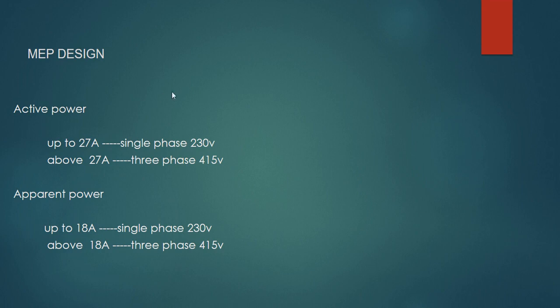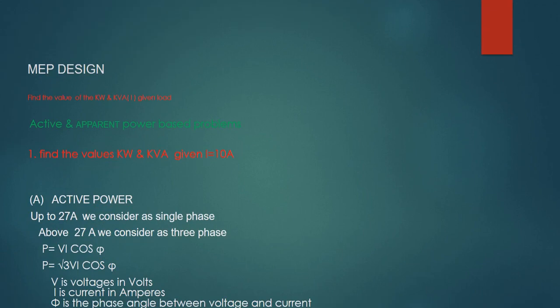For active power, up to 27 amperes we consider single phase, and above 27 amperes we have three phase. Single phase voltage is 230 and three phase voltage is 415. For apparent power, up to 18 amperes we consider single phase at 230 volts, and above 18 amperes we have to consider three phase at 415 volts.